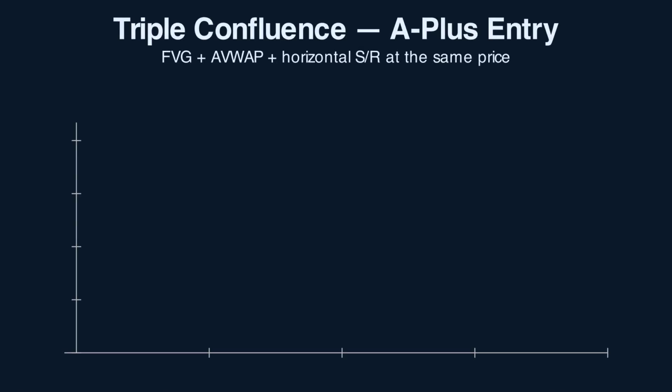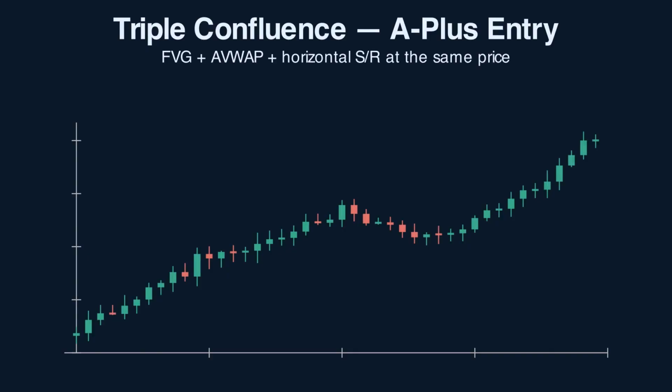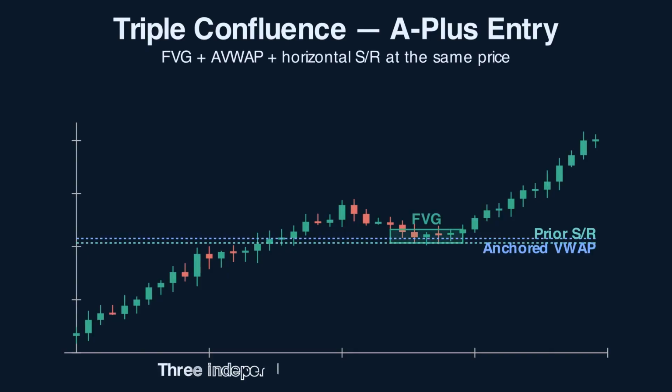Now the A+ entry. Price has been trending up, leaves a fair value gap on the most recent push, then retraces. The retracement hits a price where 3 things coincide: the lower edge of the FVG, an anchored VWAP from the original breakout day, and a horizontal level that previously acted as resistance and is now potential support. 3 independent reasons for that price to hold. You enter long on the close that holds the cluster, stop just below it, target the next liquidity pool or measured move. The math on this trade is dramatically better than any of the 3 filters alone.